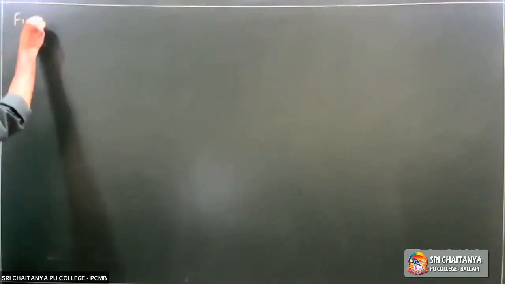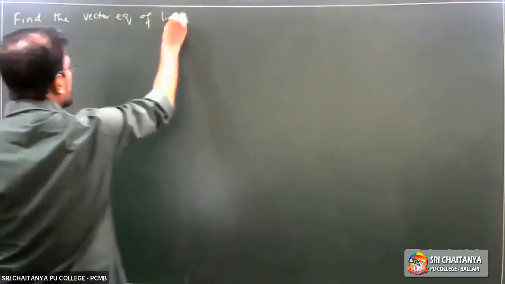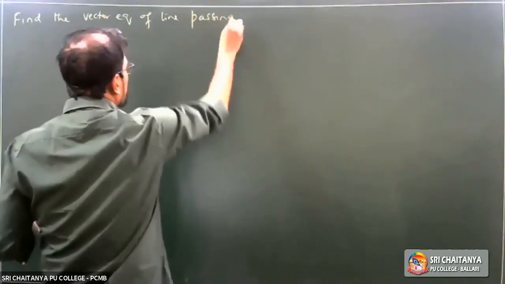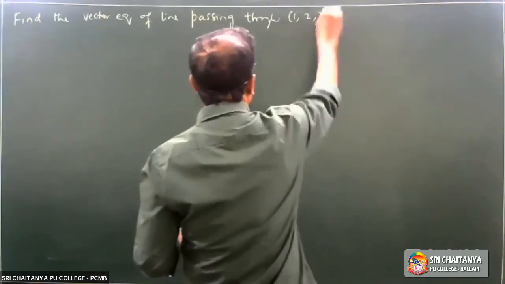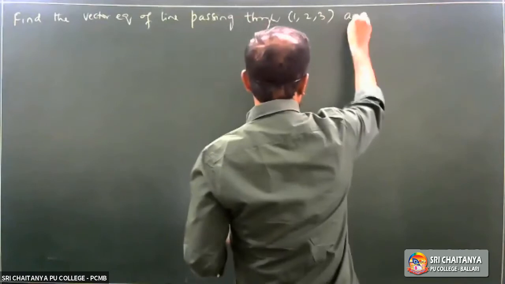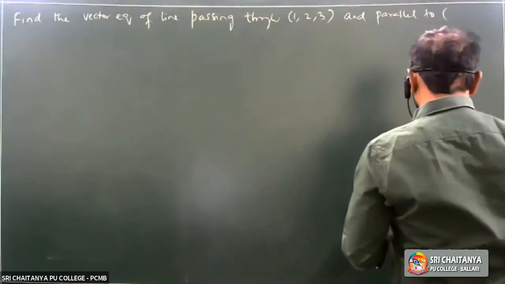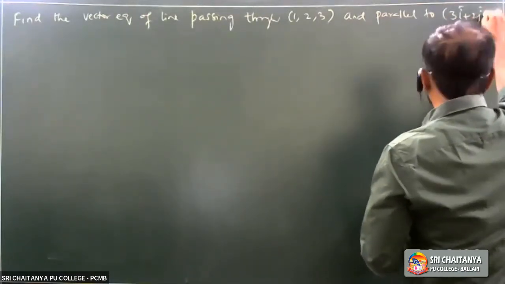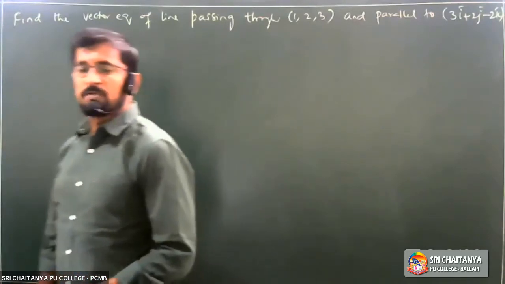Find the equation, write down the question. Find the vector equation of line passing through the point 1, 2, 3 and parallel to 3i plus 2j minus 2k bar.